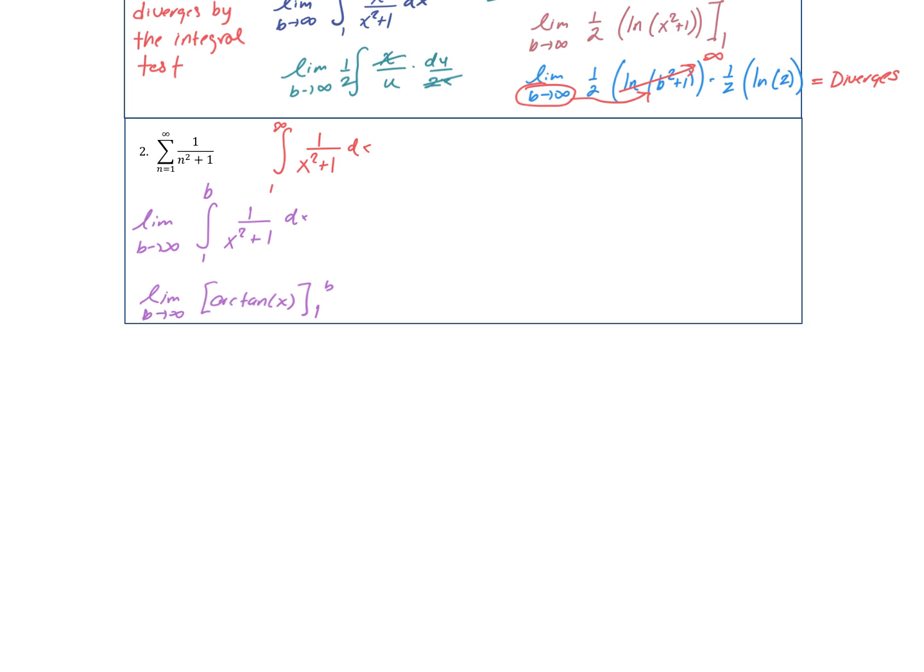I drop in my bounds. So we get arctan of b minus arctan of 1. For arctan of b, we have to plug in infinity. Remember, arctan of infinity is pi over 2. Arctan of 1 is pi over 4. So we get pi over 4. So it converges.